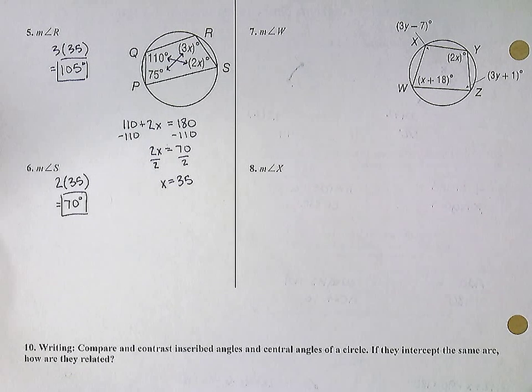I want you guys to do 7 and 8. For this one, you have to solve for both x and y. Okay, in order to find angle W and then angle X, you need to solve for y. So I want you to do those 2 problems using that circle on the right.